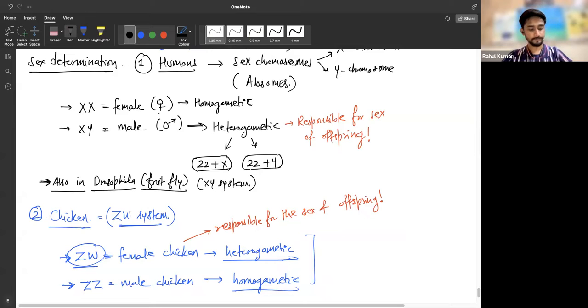Let me know when you're done. These two are very simple, you know. One is homogametic, one is heterogametic. These are genetic, and the sex is determined on the basis of chromosomes. Now, there is the third system that you have to study, and a lot of questions come from that system, which is sex determination in honeybees. Is this written? Noted down? Shall I move forward?